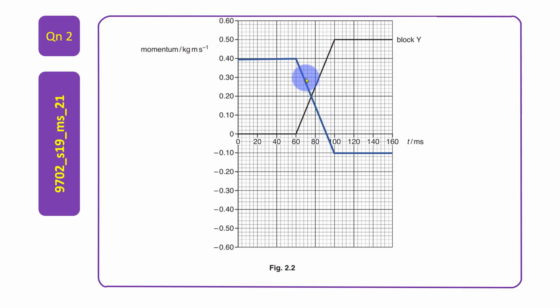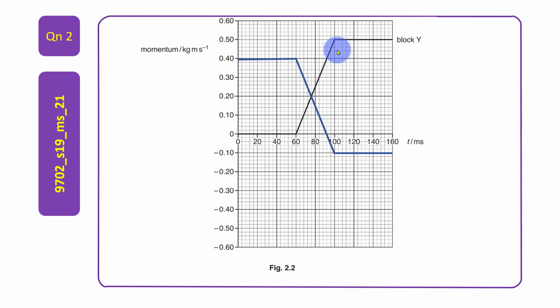Okay, it hits y at this point, then its momentum reduces all the way from 0.4 to 0, but because the change in momentum of x must be equal to the change in momentum of y. Why must the two changes be the same? The two changes must be the same because the change in momentum of the system must be 0, so that total momentum before they collide is equal to total momentum after they collide.